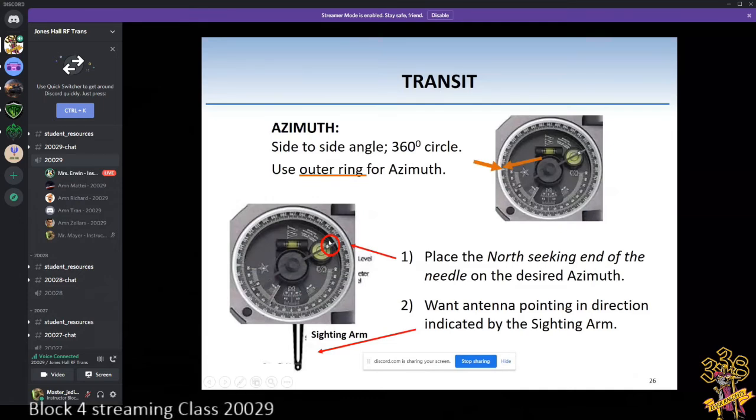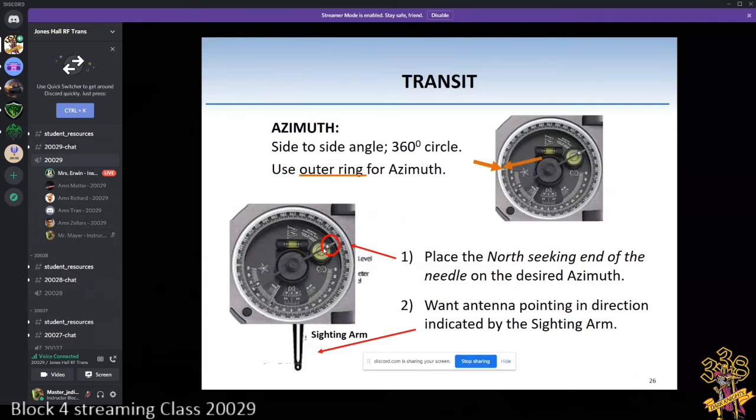Just like a compass, it has a north seeking end of the needle, and it always points what direction? North? What direction is the north seeking end of your needle going to point? North? Magnetic north? It always points what direction? Think of a compass. North. The needle always points where? North? Is it north, ma'am?